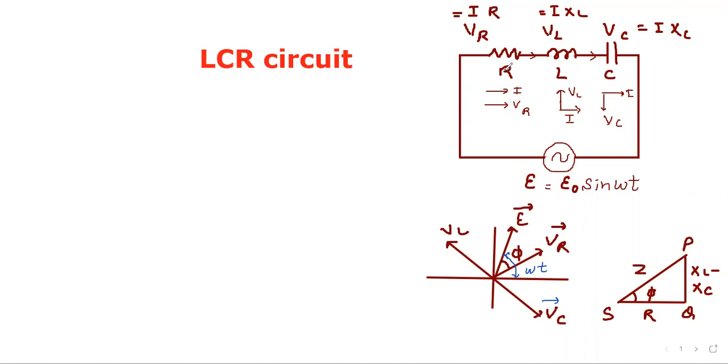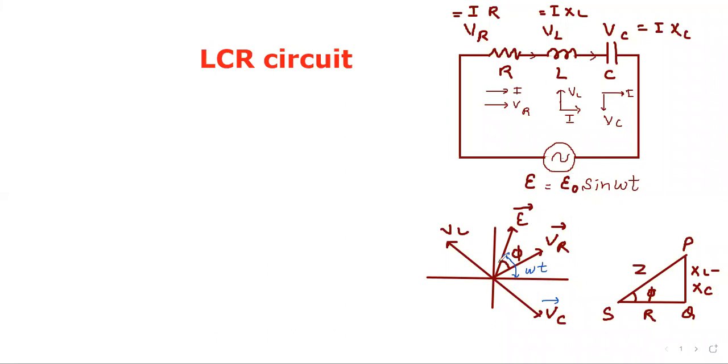Here, across resistance, current and voltage are in same phase. Across inductance, voltage leads current by pi by 2. Across capacitance, current leads voltage by pi by 2. And this is source voltage equal to E0 sine omega t.